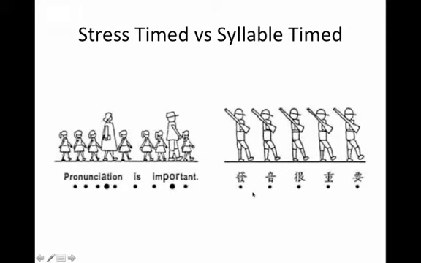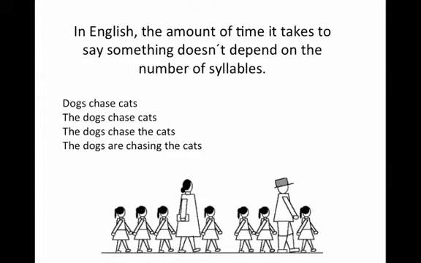So that's the difference between a stress-timed language and a syllable-timed language. Basically what it means is that the amount of time it takes to say something doesn't depend on the number of syllables in English. For example, dogs chase cats, the dogs chase cats, the dogs chase the cats, the dogs are chasing the cats.